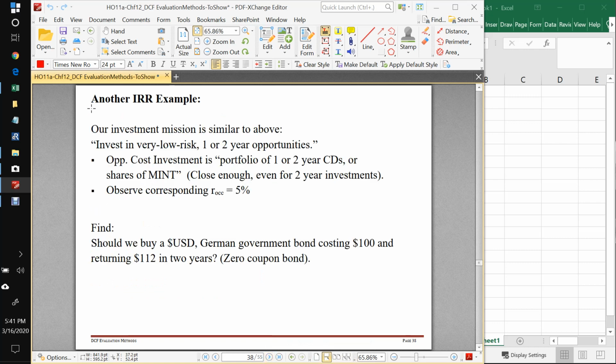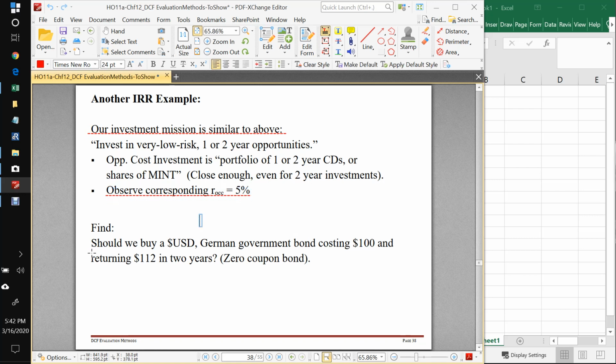Okay, let's do another IRR example, just because these have all been a little too simple. So let's start out with our investment mission being similar to above, not identical, but close. We're going to invest now in very low risk 1 or 2 year opportunities. We go out to bankrate.com, look at 1 and 2 year CDs, and the Mint ETF we can still look at. It's got some stuff that matures later than a year, so we're going to say it's close enough even for 2 year investments. So we still find that our opportunity cost of capital is 5%.